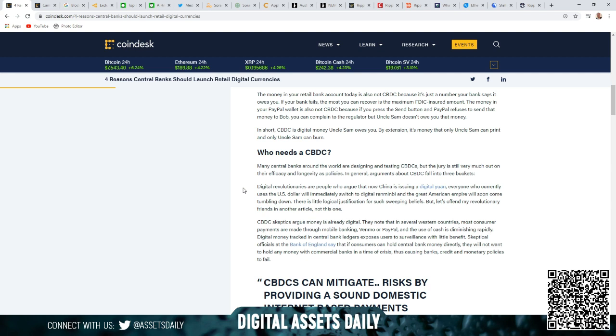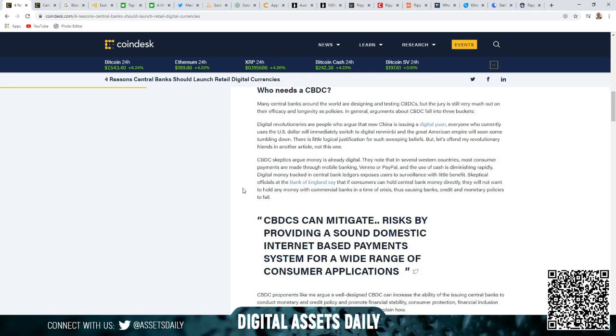The money in your PayPal wallet is also not a CBDC. Because if you press the send button and PayPal refuses to send that money to Bob, you can complain to that regulator, but Uncle Sam doesn't owe you that money. In short, CBDC is digital money Uncle Sam owes you. By extension, it's money that only Uncle Sam can print and only Uncle Sam can burn. Who needs a CBDC is the question.